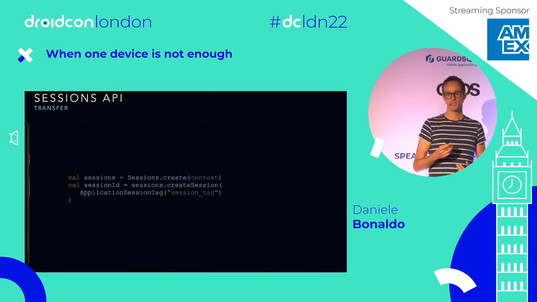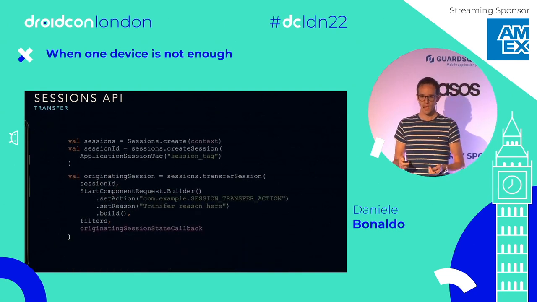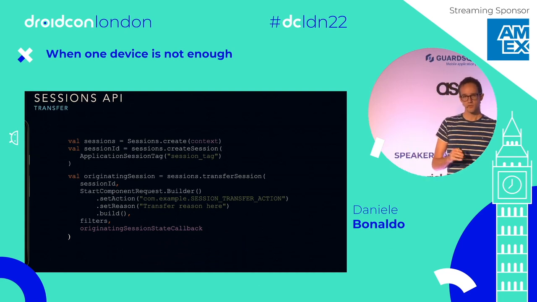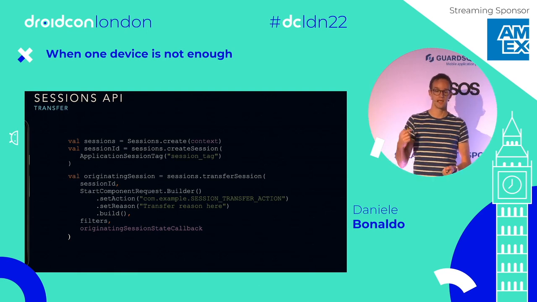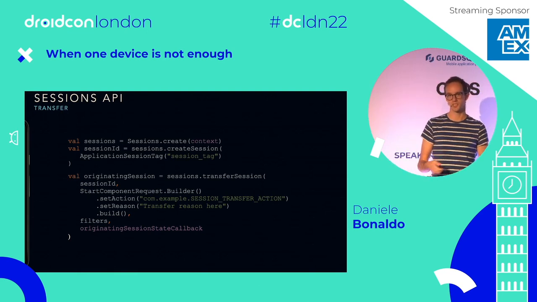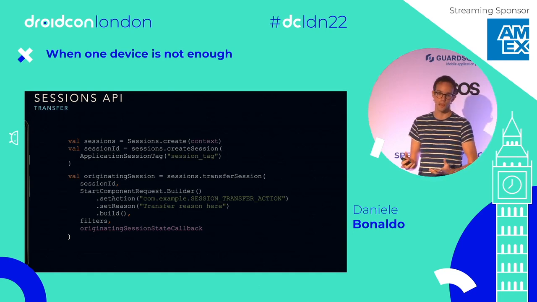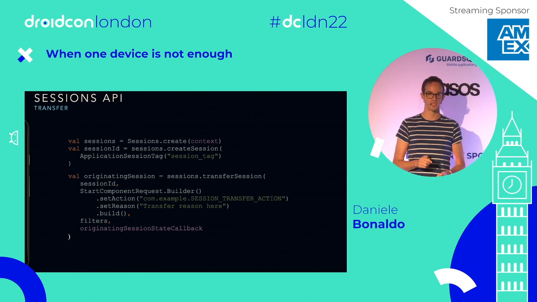In this case, you just need to create a session ID using the session API. And here, you call the method transfer session. You see here that the parameters for these methods are very similar to what we saw before for the discovery API. The only difference is that you have the session ID, but you have the same action, the same reason, which is the user-facing one, and the same filters, so you can decide which devices to show. And when you invoke this transfer session, the device picker panel is going to be shown immediately.